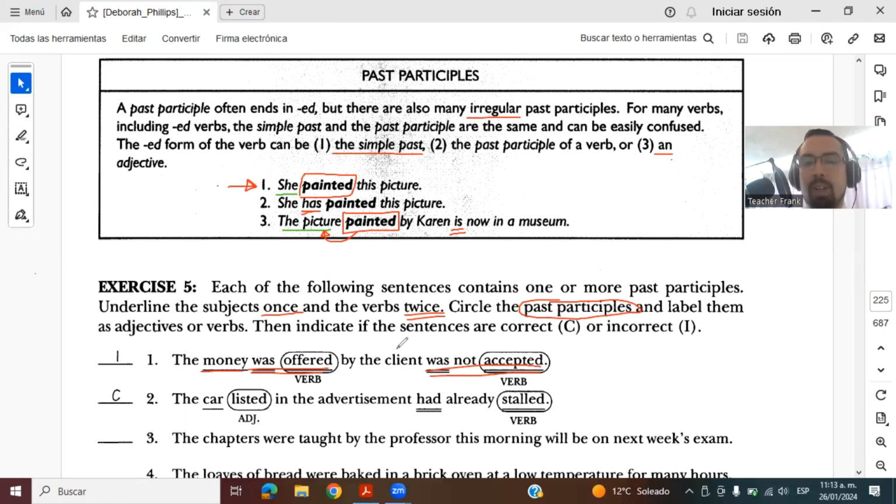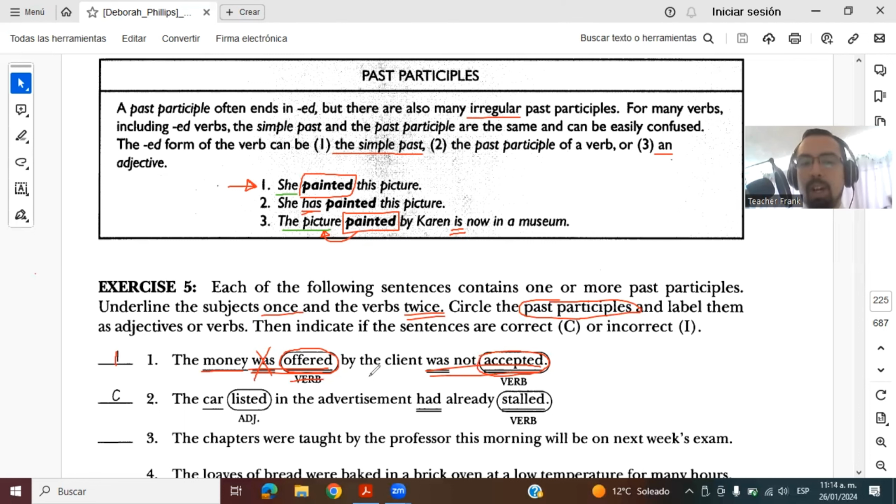So in this case, we circle was offered. Offered is a past participle, and since before it is a verb be like was, it's a verb. Accepted is also a past participle, and since before it there is a variation of the verb be, was, it's also a verb. Finally, the money is the subject, but it's incorrect because we have two verbs, and it's only necessary to have one. So the correction would be to eliminate this was, so we make it an adjective, and then it could say something like "The money offered by the client was not accepted," right?